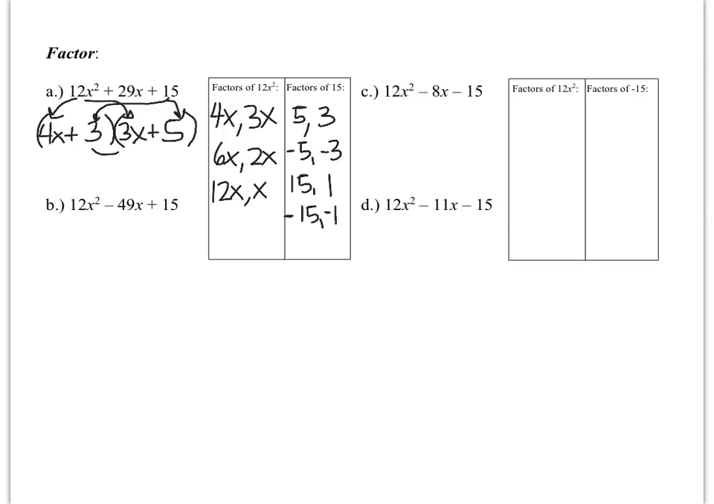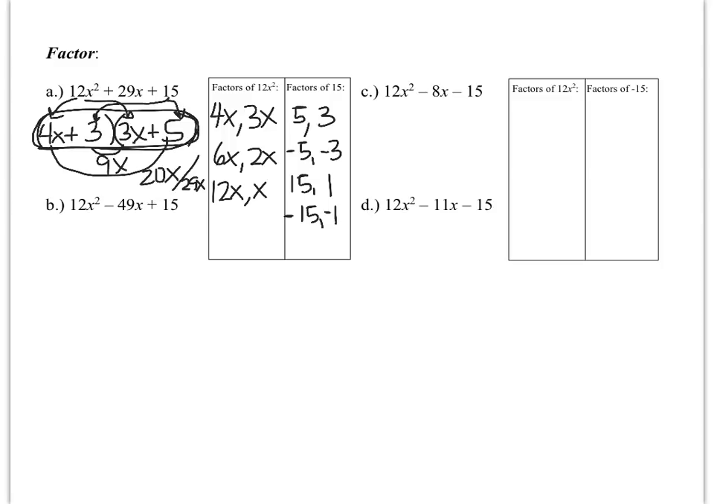So now I'm going to check my inners. That gives me 9x when I multiply. Then I check my outers. That's going to give me 20x. Oh, look at that. When I combine 9x and 20x, that gives me 29x. So I have it. So now the answer is this. Your factors are 4x plus 3 and 3x plus 5.